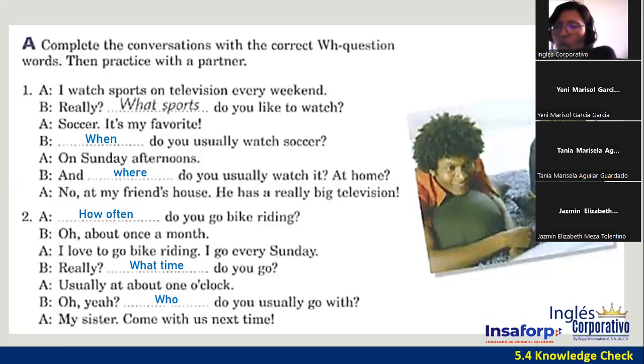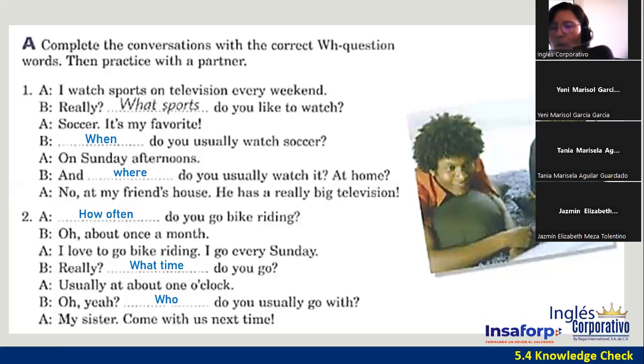Very good. Okay, so solo no olvidemos que es bike riding. Riding, right? Bike riding. Vamos ahora con the same conversation, pero yo voy a hacer letter A and you're going to be letter B, Jenny, okay?